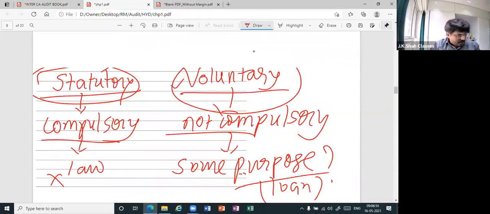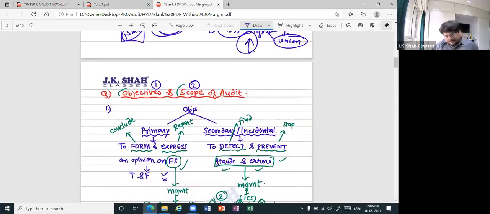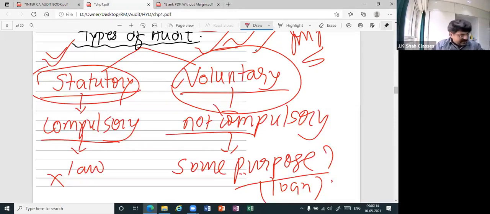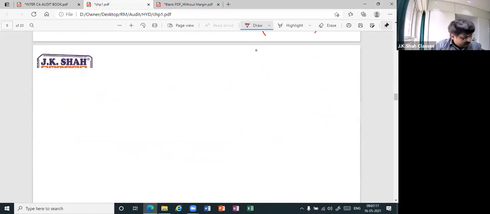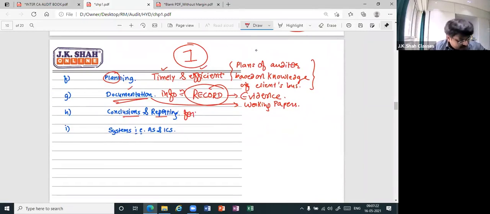Correct. I told you this only here. Form and express. I told you this during objectives. To form and express an opinion. What do you mean by form? Can I say basically to form is to conclude and express is reporting? So basically, conclusions and reporting. As per this, the auditor should form an opinion, and after he forms an opinion, he has to express the opinion. Perfect. All cool? Okay. And the last one, systems.